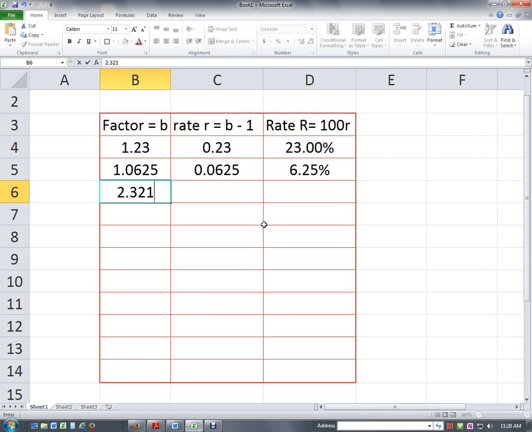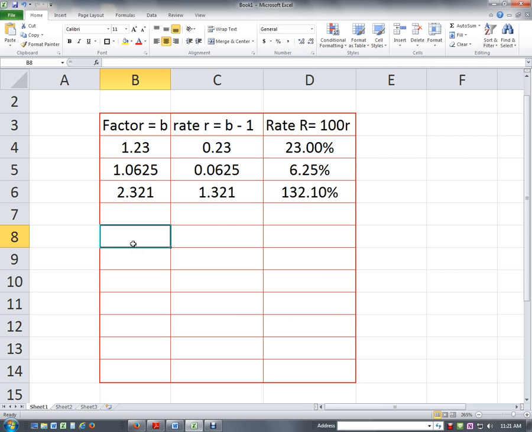Let's look at some other interesting factors. 2.321. Find the little r, subtract 1. To find big R, multiply by 100. So if you have a factor of 2.321, you have a little rate in decimal form of 1.321, or in percent form, you have a growth rate of 132.1%.